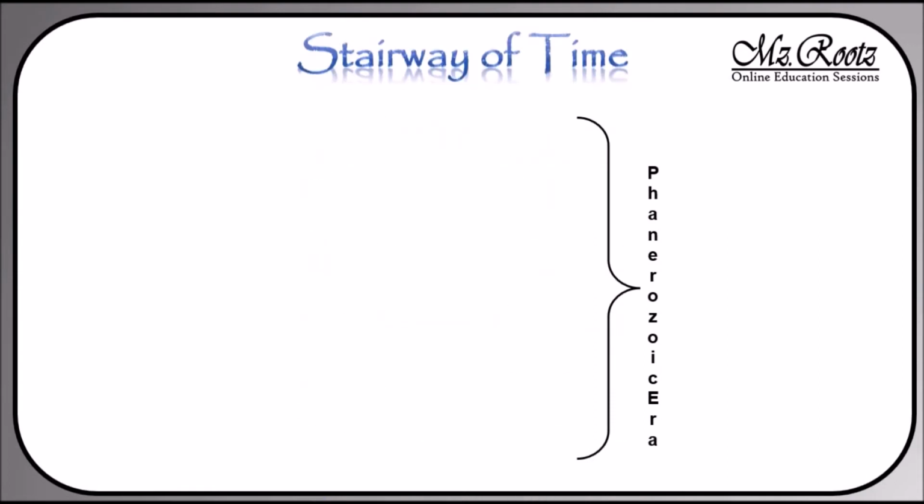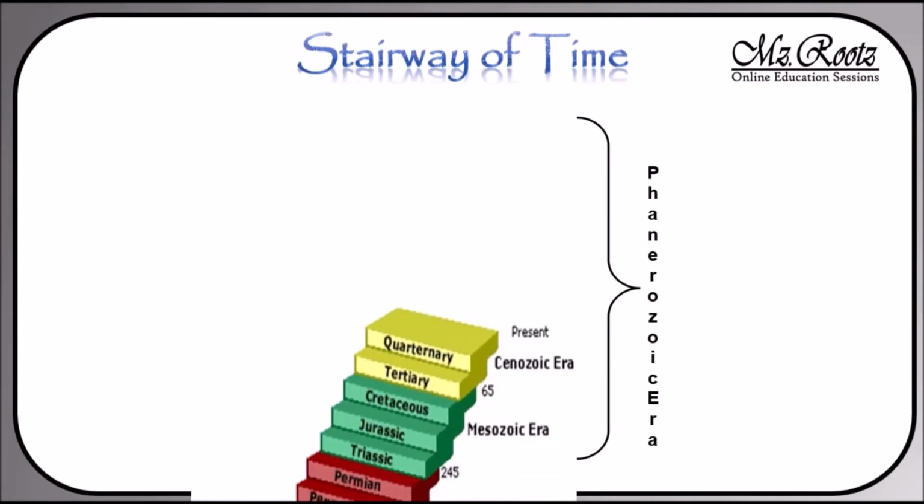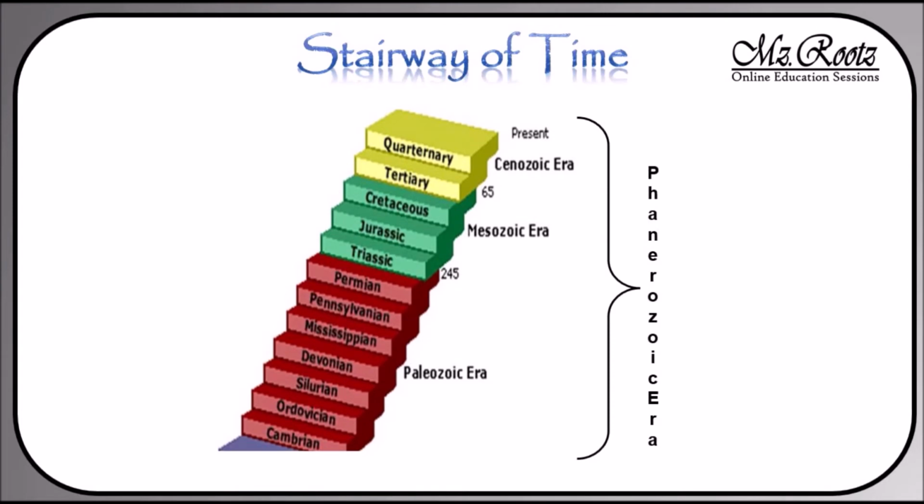Phanerozoic, meaning evident life. This occurred between 570 million years before Common Era to the present day. This is the first of 3 geological eras squeezed into the last 10% of Earth's whole geological history.